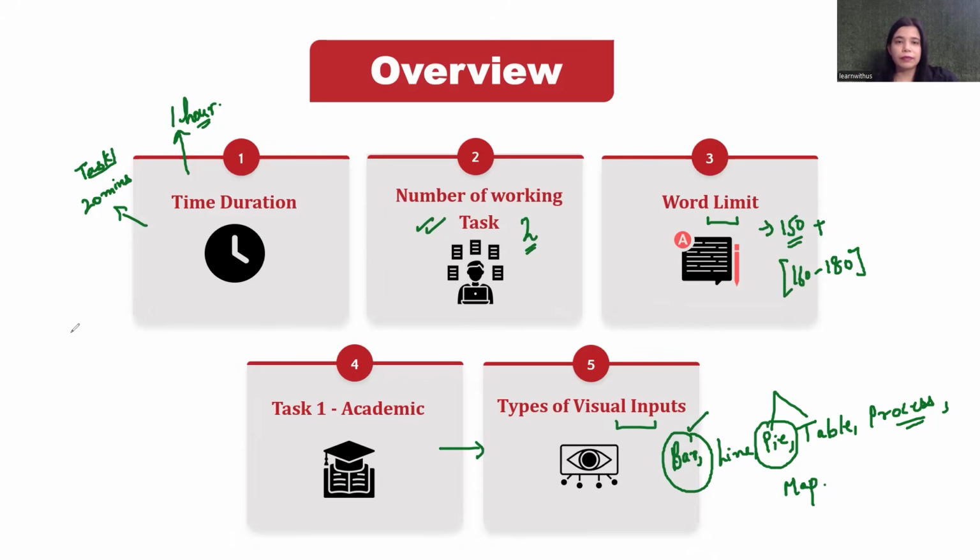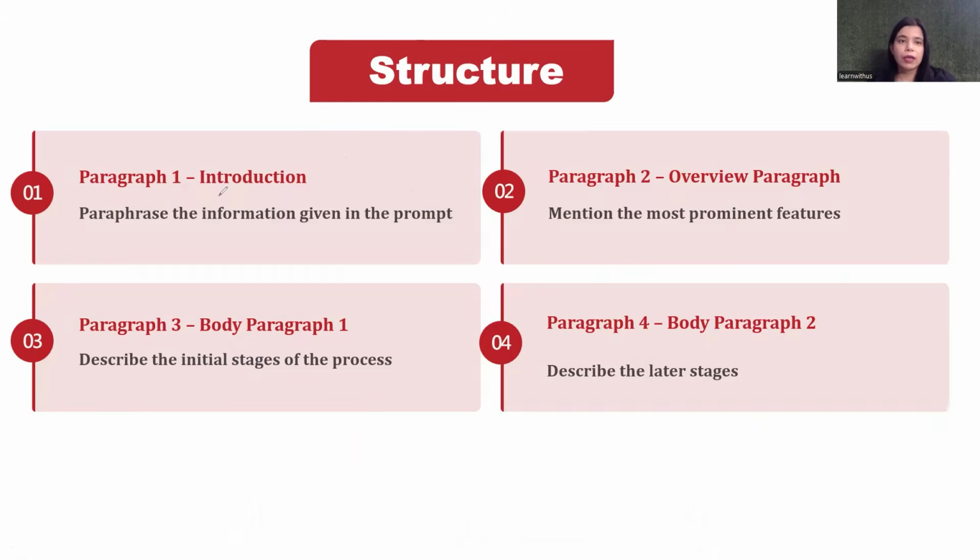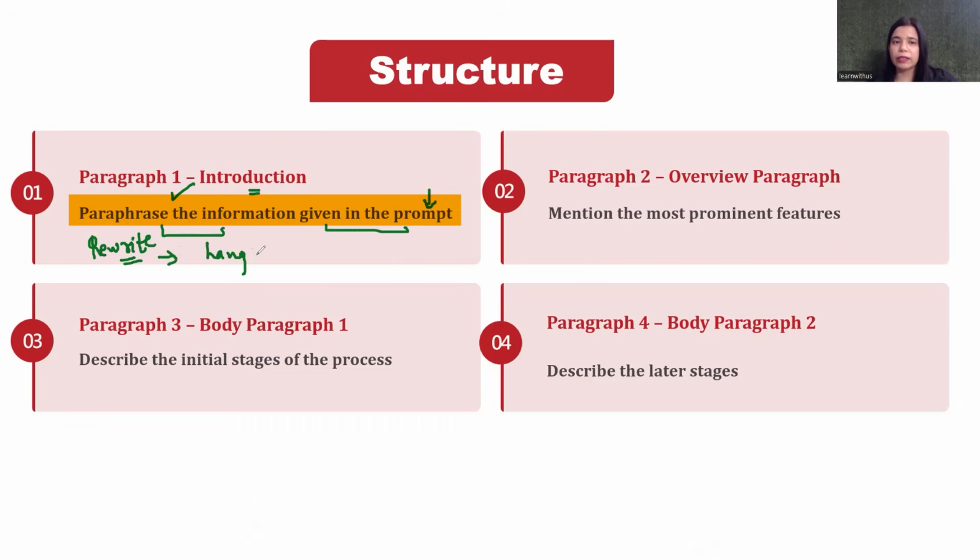Moving on, let's understand the structure now in detail because your coherence and cohesion score depends on this. So the very first paragraph is going to be the introduction paragraph. In the introduction, we simply paraphrase the information given in the prompt. That means whatever information is given to us in the prompt, we rewrite that information. But we rewrite that in such a way that language changes. Meaning should remain the same, but language changes. That is it. We do not write anything else in the introduction.